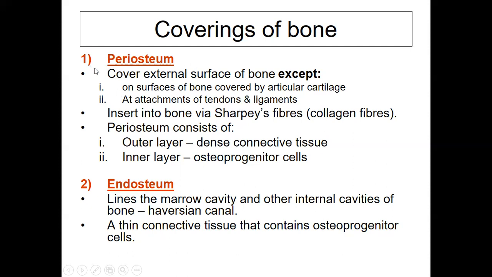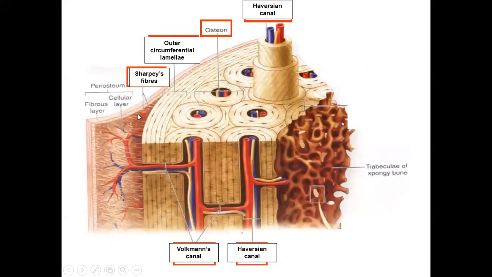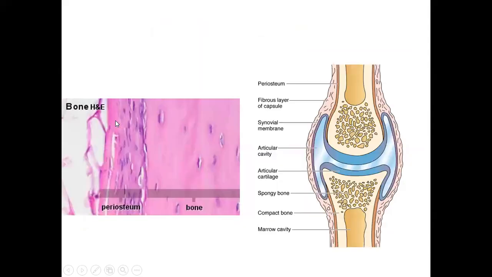Okay, and the periosteum is inserted into the bone via the Sharpey's fibers. The Sharpey's fiber is a collagen fiber. If you see from this picture, you can see there is a tiny thing there. That is a Sharpey's fiber. So this Sharpey's fiber anchors the periosteum to the bone. You can see here, this is the layer of periosteum.